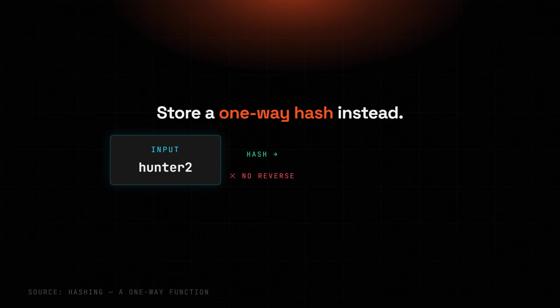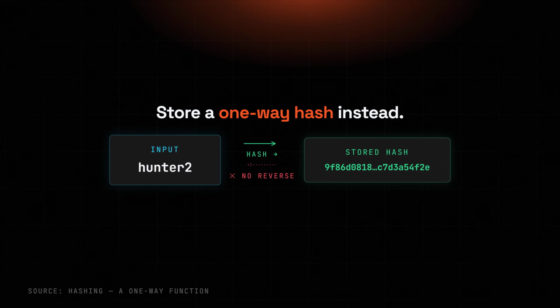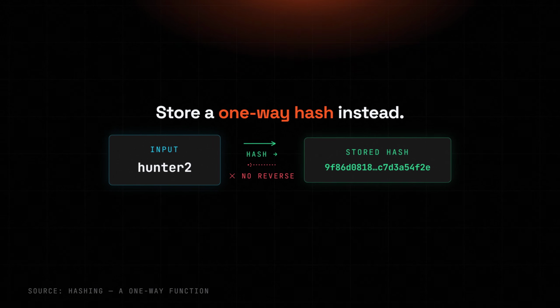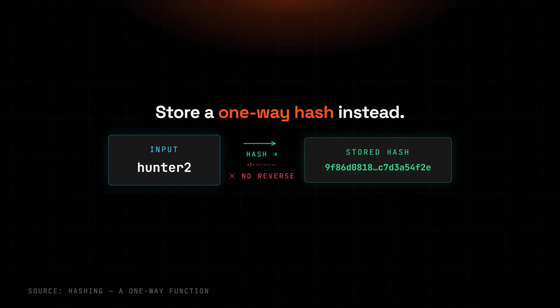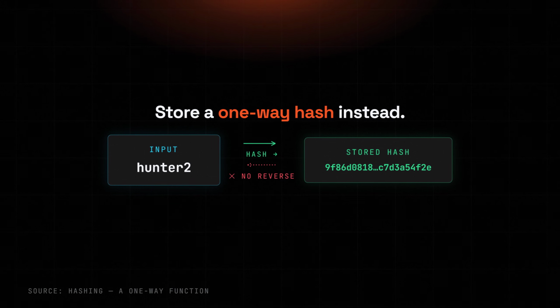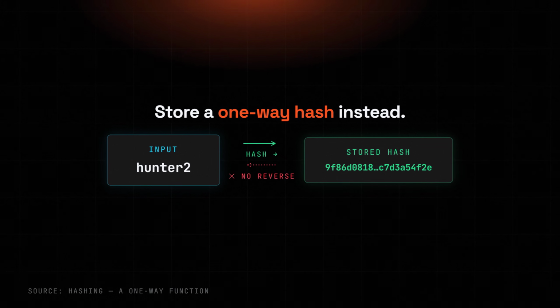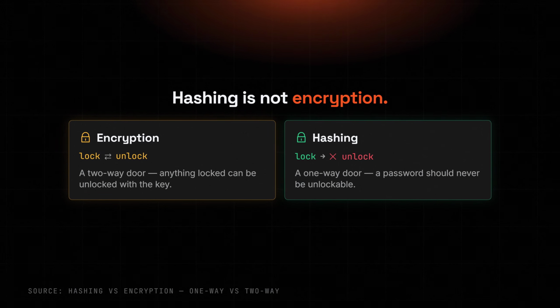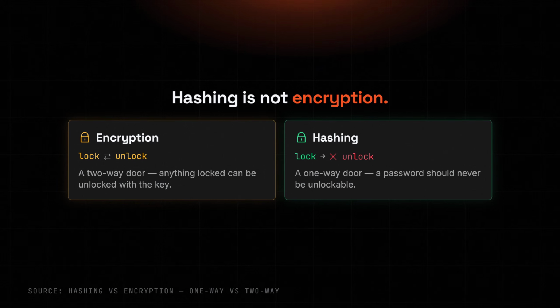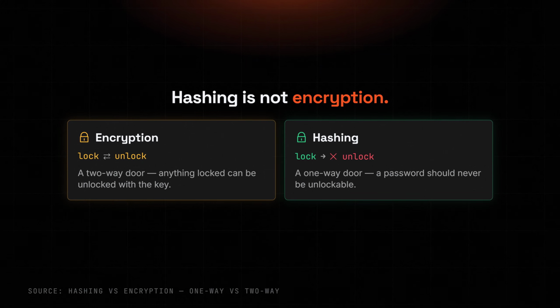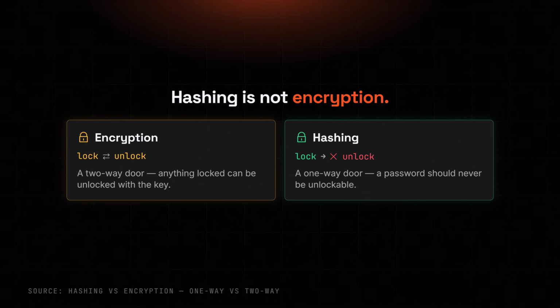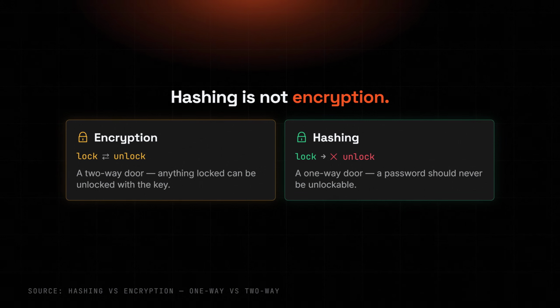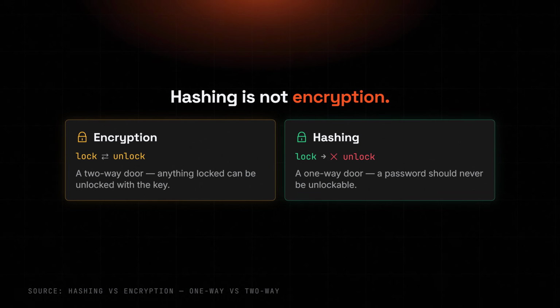So instead of the password, you store a hash of it. A hash is a one-way function. The same input always produces the same output, but there is no rewind button. You simply cannot turn the fingerprint back into the finger. This is exactly why hashing is not encryption, and people confuse them constantly. Encryption is a two-way door. Anything you lock with a key, you can unlock again. A password should never be unlockable, so hashing, the one-way door, is precisely the right tool.